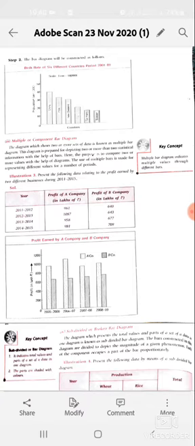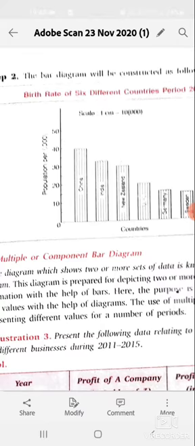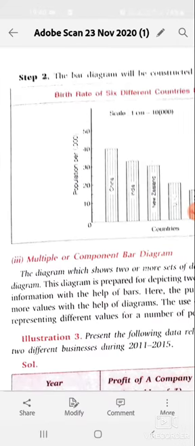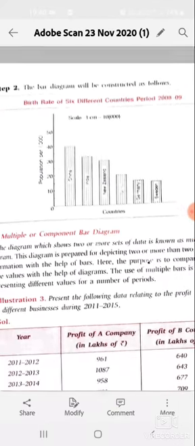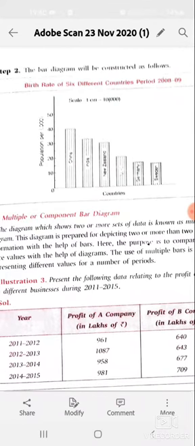The bar diagram we discussed yesterday. In this first diagram you will see the birth rate of six different countries, period 2008 and 9. You will find six bars. This is called the bar diagram, and you will find six bars representing each country: China, India, New Zealand, UK, Germany, and Sweden.